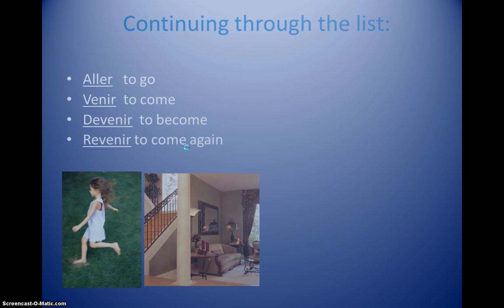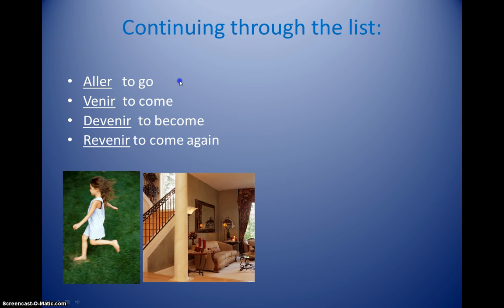As we continue through the list, you will notice we have aller, which means to go, and venir, to come. I want you to pay particular attention to the next two verbs. They are devenir, to become, and revenir, to come again. These verbs are what is known as derivatives. As you notice, they have the word venir in them, which is the verb above it. All the derivatives of a verb will also use the same auxiliary or helper verb. In this case, the verb is être.